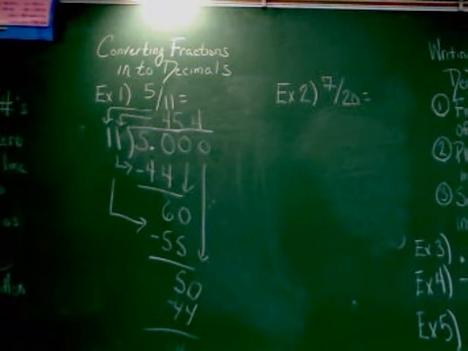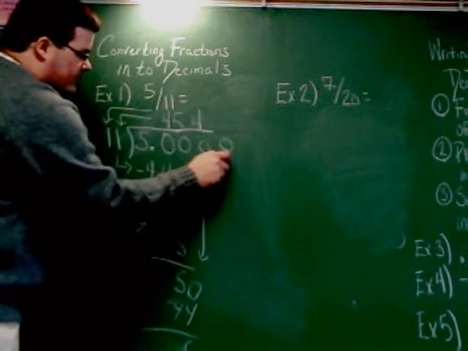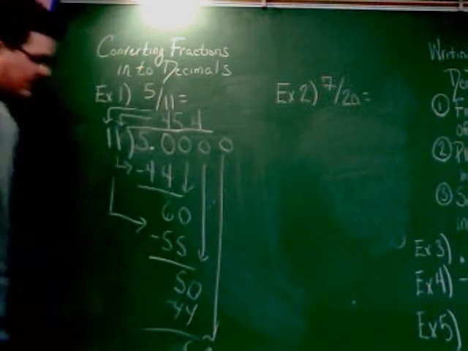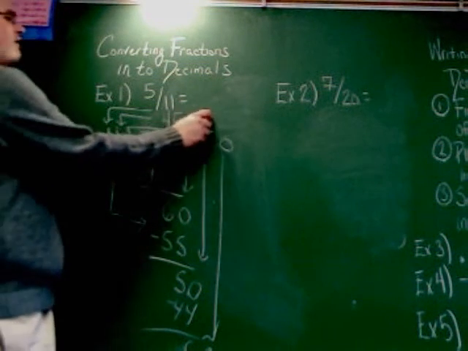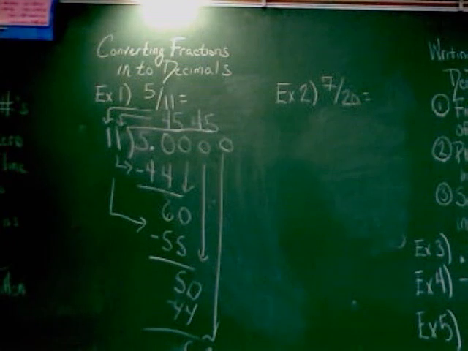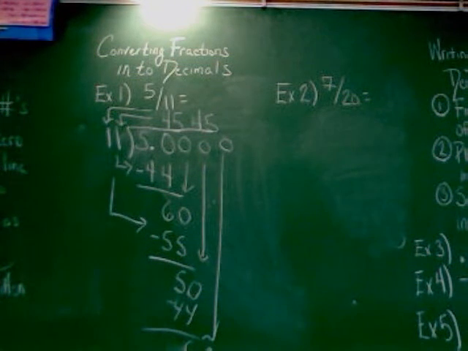When I subtract here, I get 6. I put another 0 on. I got 60. 11 goes into 60 5 times. Aha! We have something that repeats. I don't have to keep going. We know that no matter how many times I do this, it's going to keep going. 4, 5, 4, 5, 4, 5. That's what I need to express in my answer.